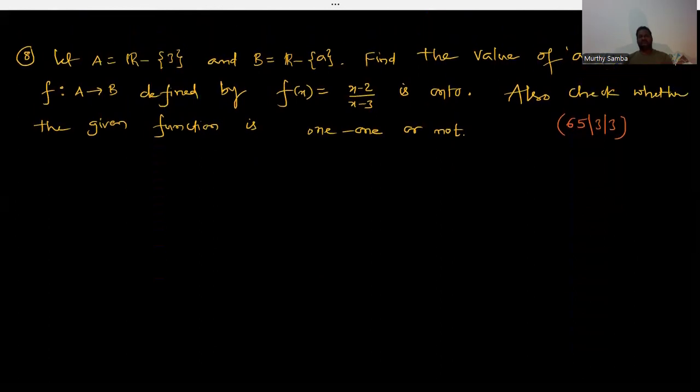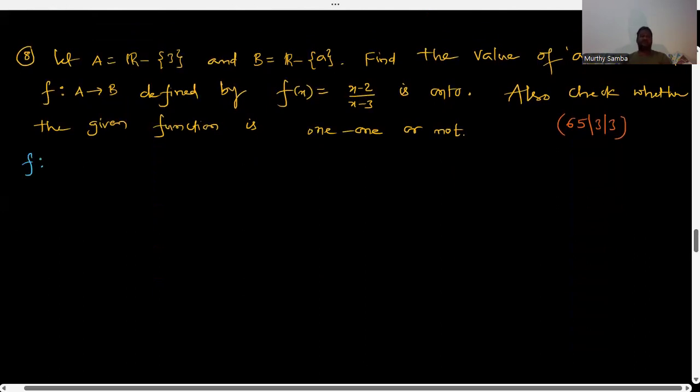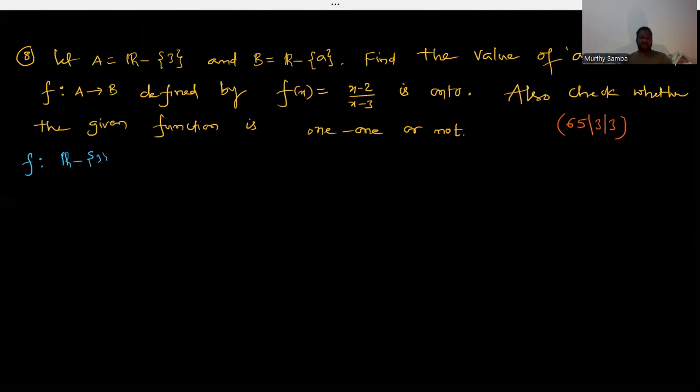See what is the problem 8 given here. In this problem 8, let A is equal to R minus {3} and B is equal to R minus {a}. Find the value of a such that f is a function defined from A to B. A to B means what? Real numbers minus the set containing 3 to real numbers minus the set containing a. And how is that function f of x defined? f of x is equal to (x minus 2) divided by (x minus 3). Right? Now, find the value of a such that f from A to B is defined as an onto function.